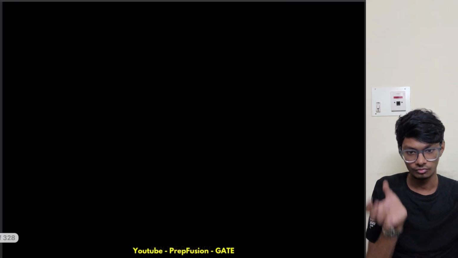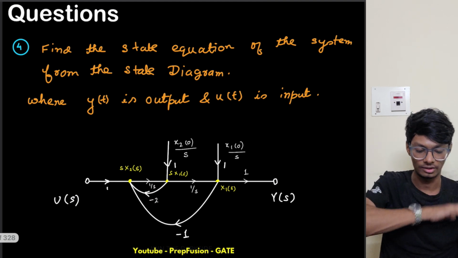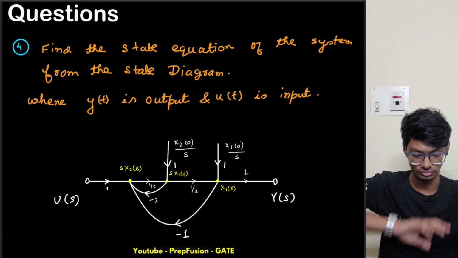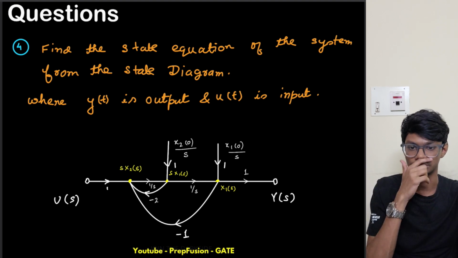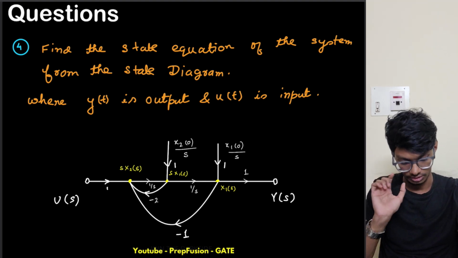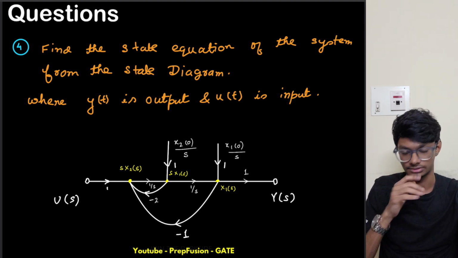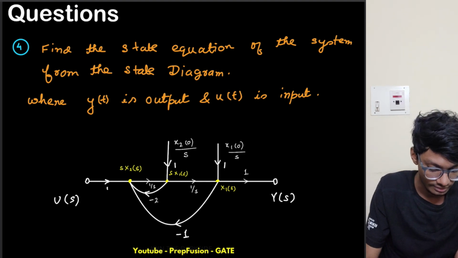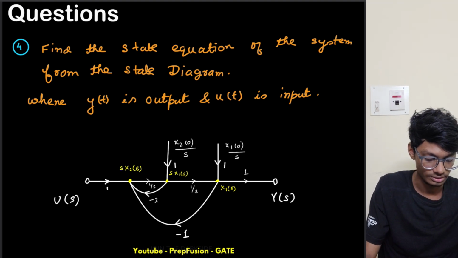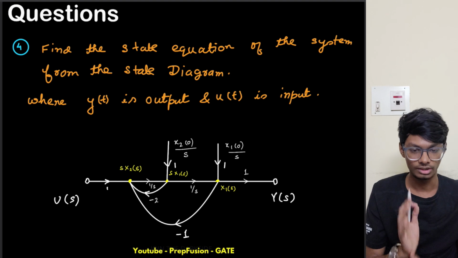Now what we will do is we will write the state equation using the state diagram. We will go backwards now. The same question only. So we'll write the state equation using the state diagram. Now this is very important. You have to understand how we write this. It's not like simply here I have sx2 and I will add minus 2 sx1 here and minus 1 x1 here. No, we can't do that simply.